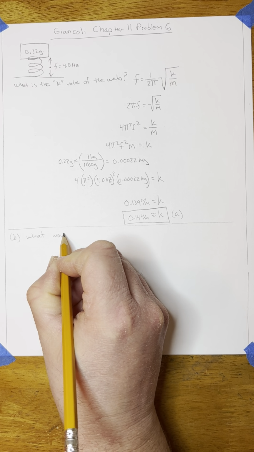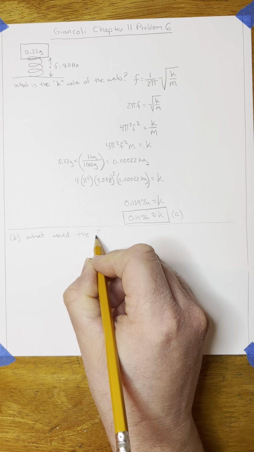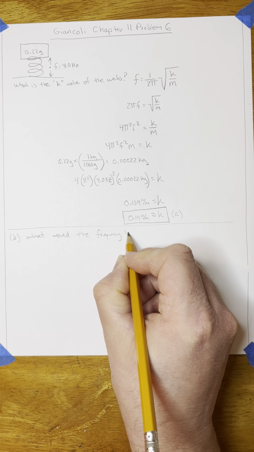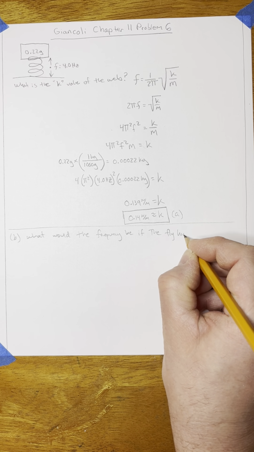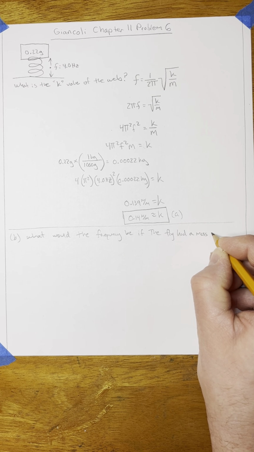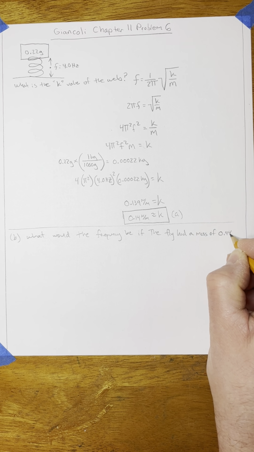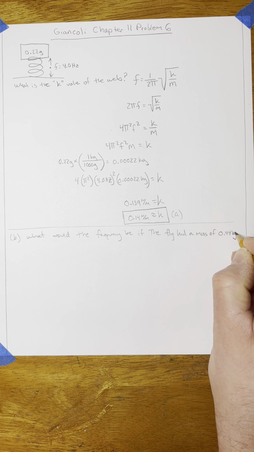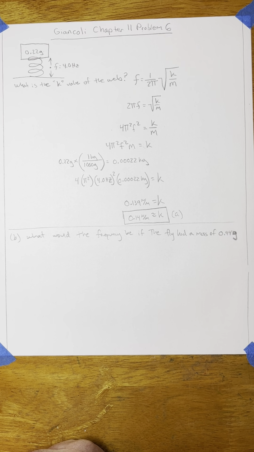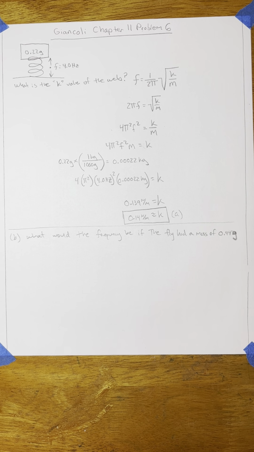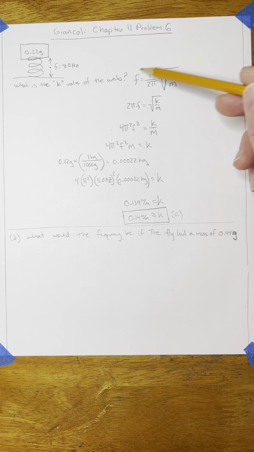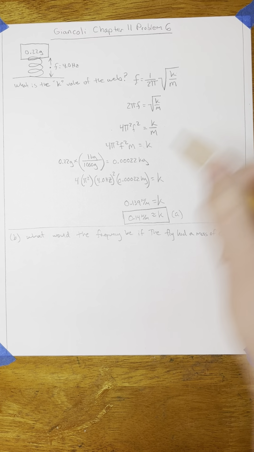In part B, what would the frequency be if the fly had a mass of 0.44 grams? Notice we're doubling the mass in this case. Well, it's not a big deal. Because we know the K value, we can simply go ahead and plug the mass and the K value we just solved for into our frequency relationship, and we can solve for this new frequency.